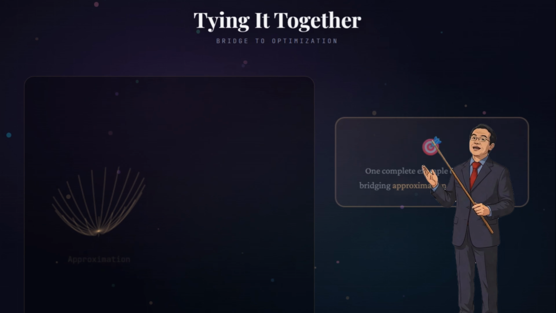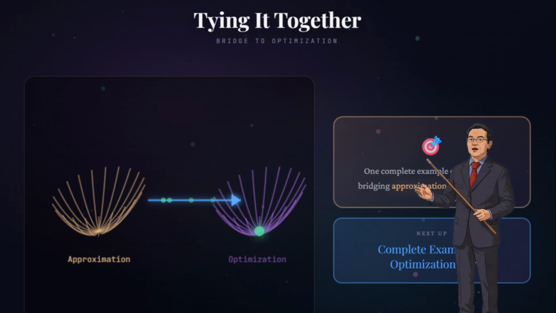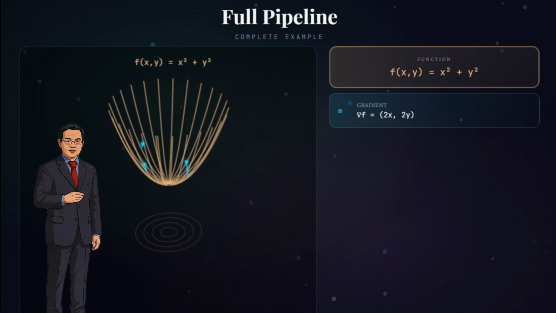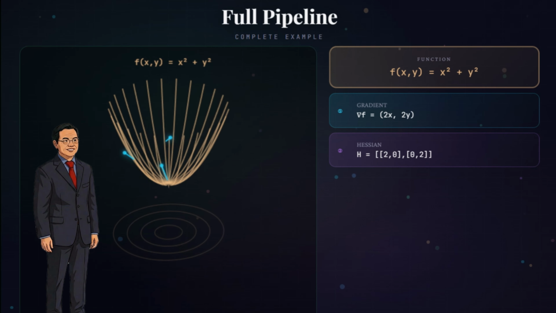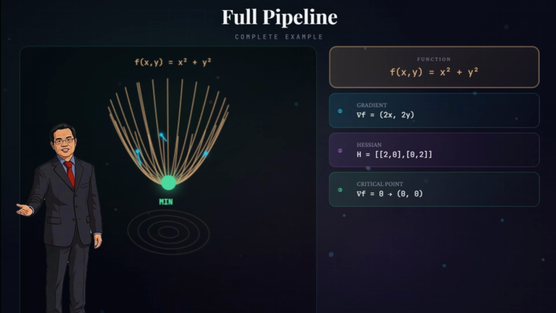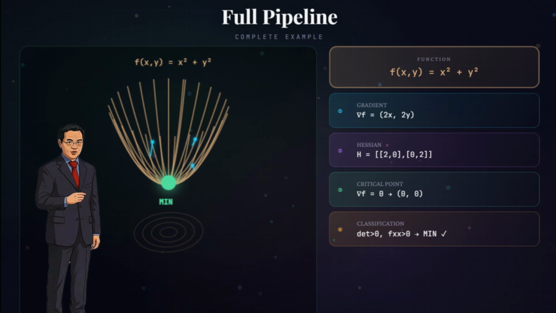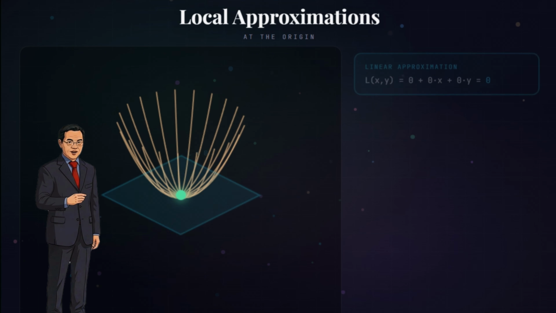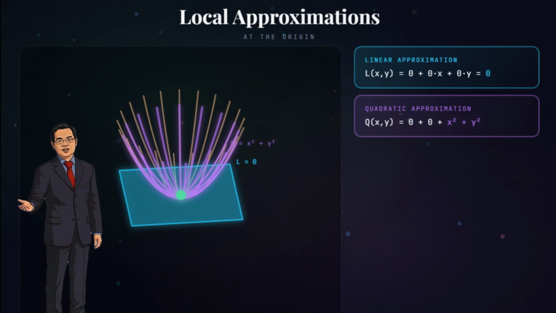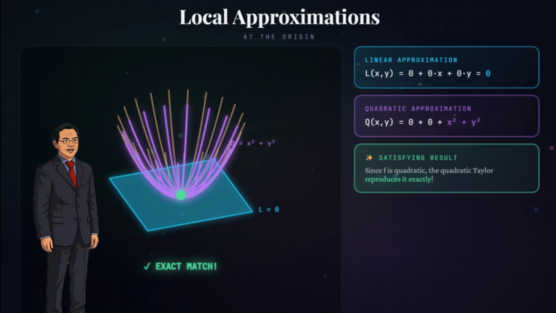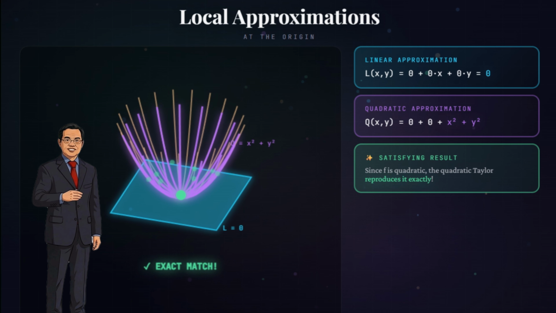Now let's tie everything together with one complete example and bridge to optimization. We'll run the full pipeline on one function shown on screen. Step 1, compute the gradient. Step 2, compute the Hessian. Step 3, set the gradient equal to 0 to find the critical point. Step 4, use the Hessian test to classify it. Then we build local approximations at a simple base point like the origin, a linear approximation, and a quadratic approximation. And here's the satisfying part. If the function is quadratic, the quadratic Taylor approximation reproduces it exactly.